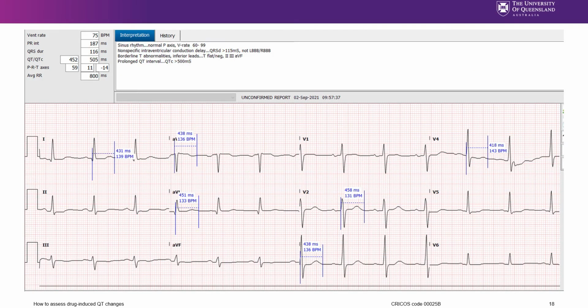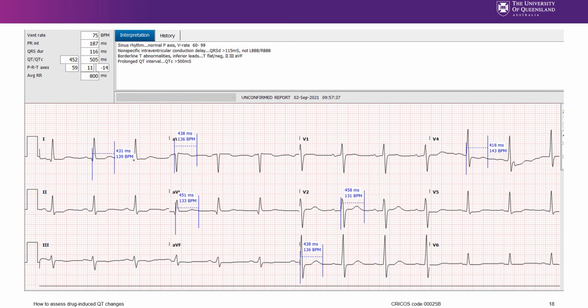In order to achieve the most accurate measurement of the QT, we need to measure 6 different leads, 3 from the chest and 3 leads from the limbs. If you have trouble remembering, remember that V stands for very close to the heart. That might help. What you do is take the median value of these 6 leads. That's the middle number, and that will be your measurement of the QT interval.